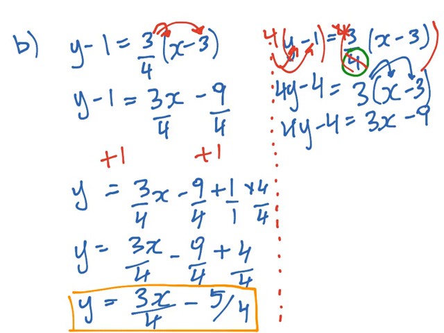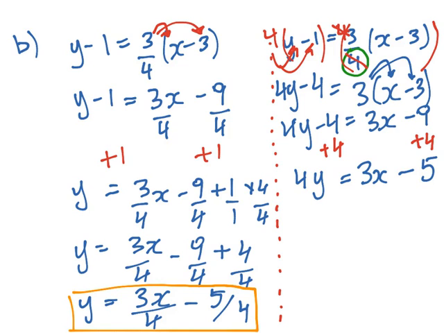The next part is that we have to separate the y from all the other numbers. In other words, isolate. The way we do that is that we add 4 to both sides to cancel out the 4's. And on the left-hand side, we get 4y is equal to 3x, and -9 plus 4 is -5.